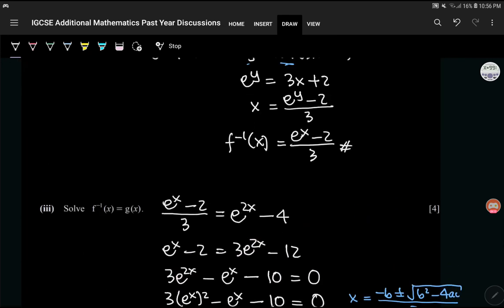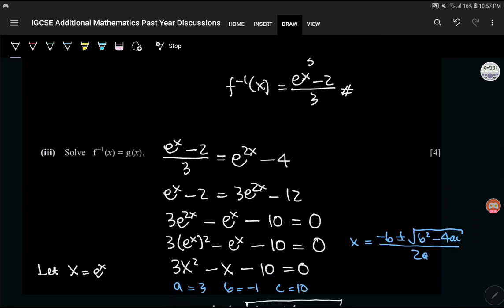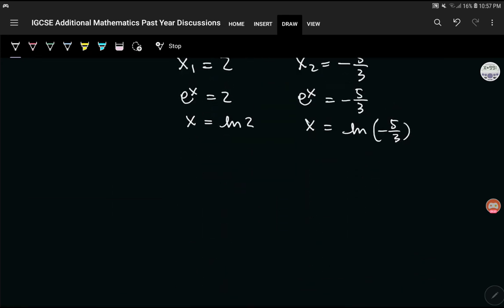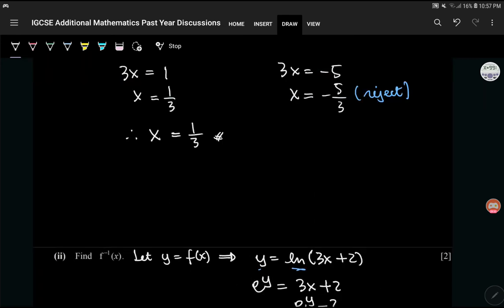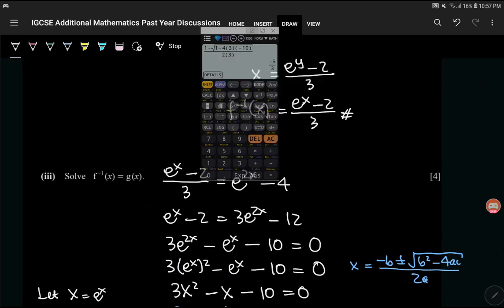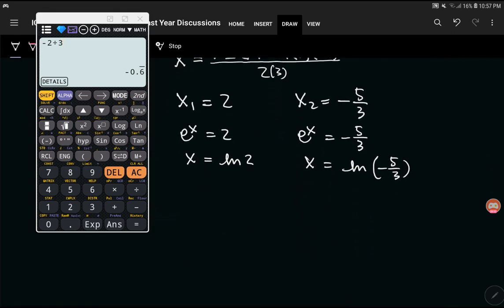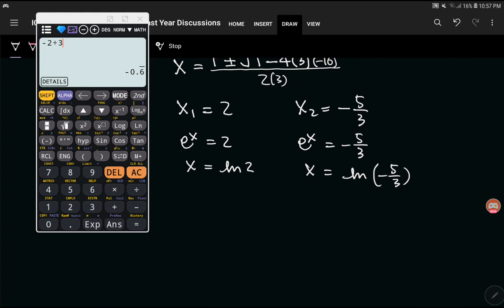Okay, but again, we need to check, because we have conditions here. Allow me to mark this one again. We need to make sure that this x is satisfying this condition. For the second one it is easy, because x must be any real number, but for the first, it cannot be less than negative 2 over 3. So we have negative 0.6666. We cannot have an answer that lies beyond that, less than that.